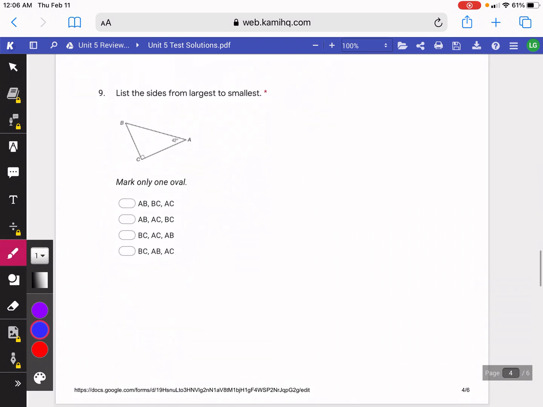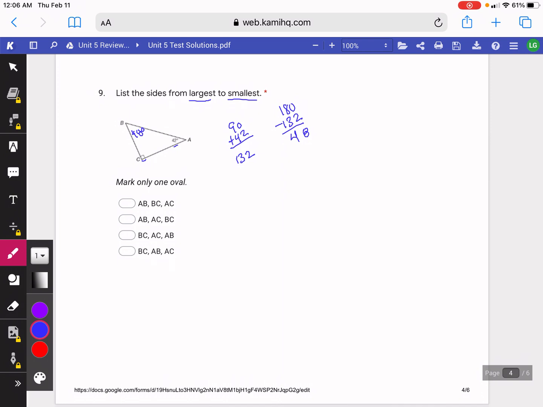Here we're going to list the sides from largest to smallest. So this time we need to know all the angles and we can look opposite them. So this one is 90, this one's 42. I'm going to add those. I get 132 and I can subtract that from 180. That will give me 48 degrees for this angle here.